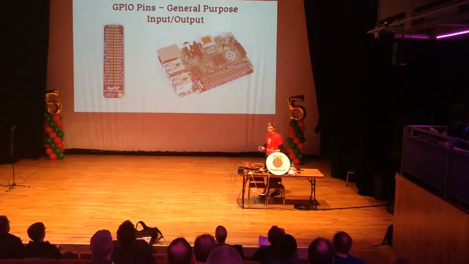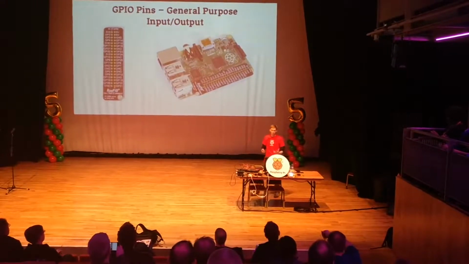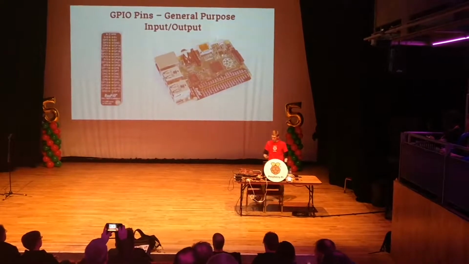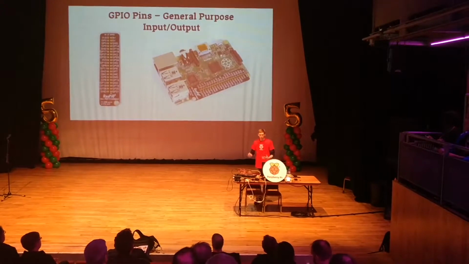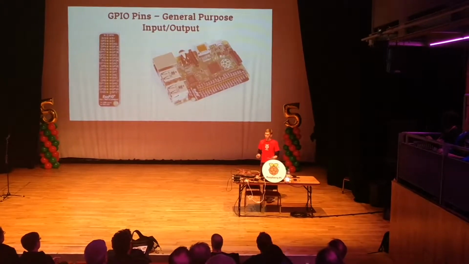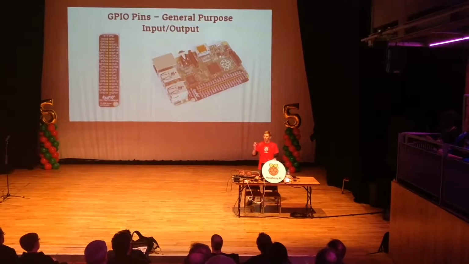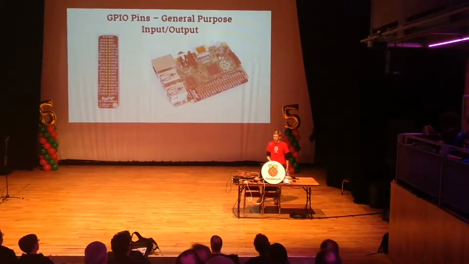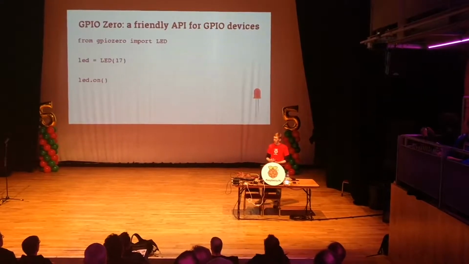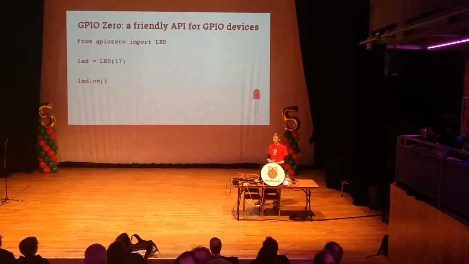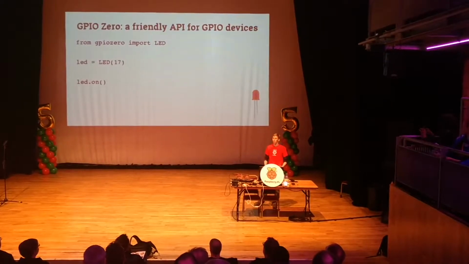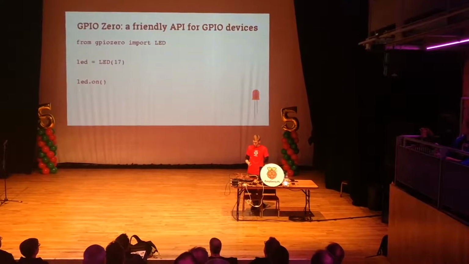So GPIO Zero is a library for using the GPIO pins, the general purpose input-output pins on the Pi, which allow you to connect it up to the real world. Prior to GPIO Zero, all the libraries for any different language were very low level, so it was all about pin manipulation, turning pins high, turning pins low. What I did was abstract that out into a simple interface to create a friendly API so that your code becomes more readable and things become more obvious about how you achieve things in certain projects with your Pi.